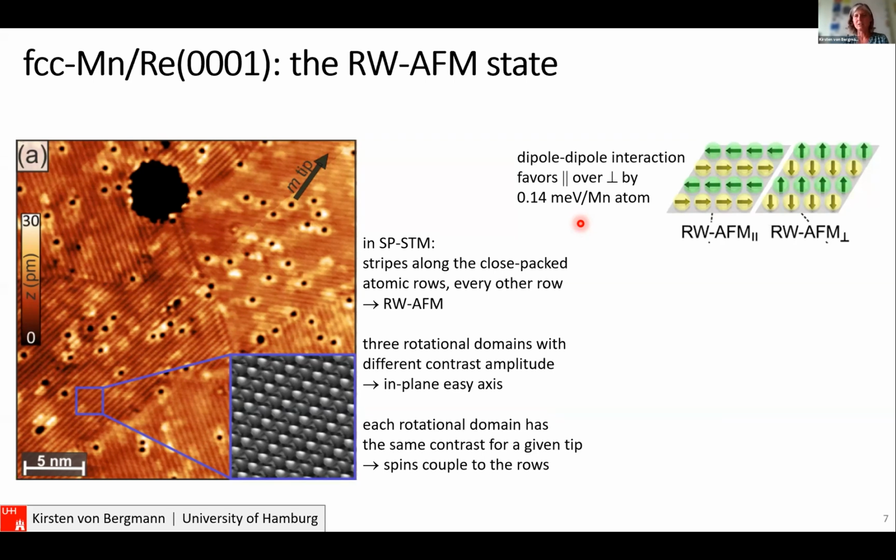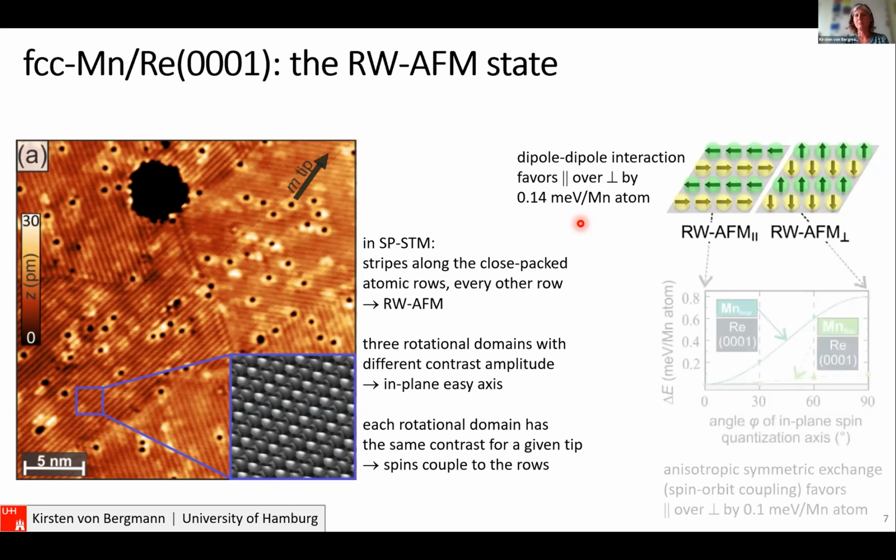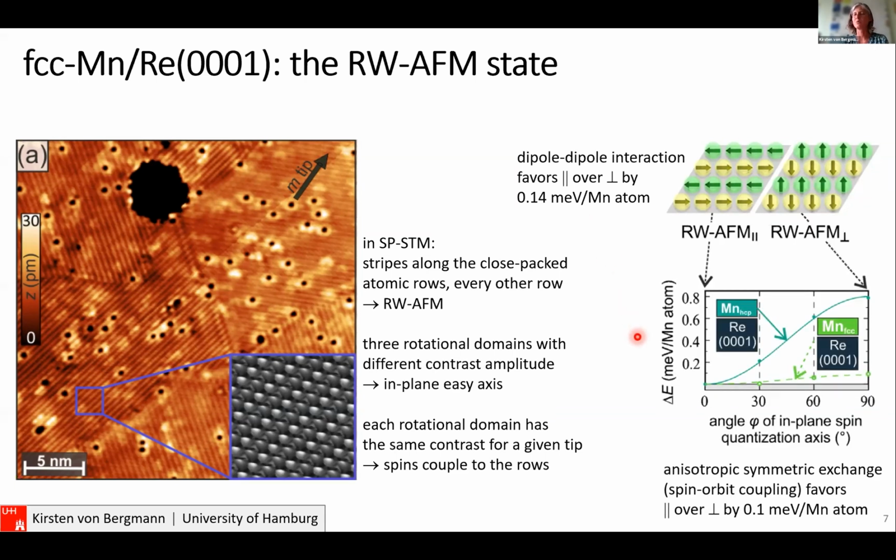And there's another interaction that can actually differentiate between these two, and that's related to spin-orbit coupling. So if you do DFT calculations, including spin-orbit coupling, you calculate the energies of these different states. So this state is displayed here. You see that there's also an energy difference, and this must be due to the anisotropic symmetric exchange interaction. It also favors this state for this particular material.